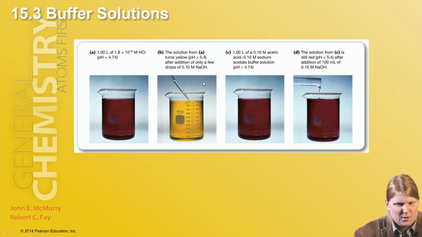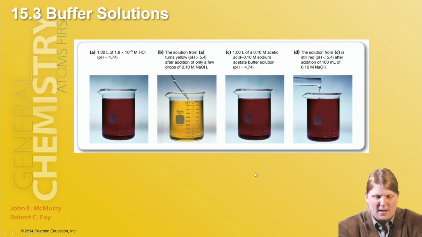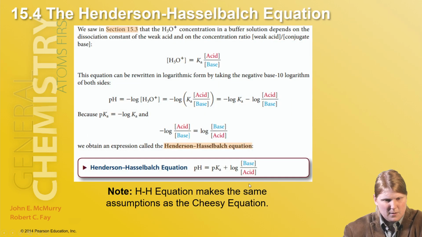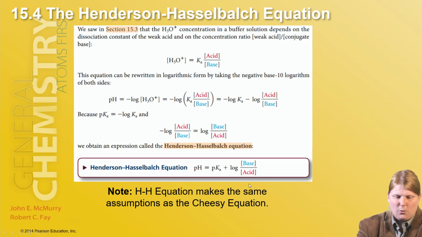So here you have HCl. You add only a few drops of sodium hydroxide, and we can change the pH. But in a buffered solution, you have to add a lot more, and it doesn't really change the pH very much. So this is an interesting advantage that these weak acid, weak base systems have over a strong acid, strong base system. So this is the Henderson-Hasselbalch equation.